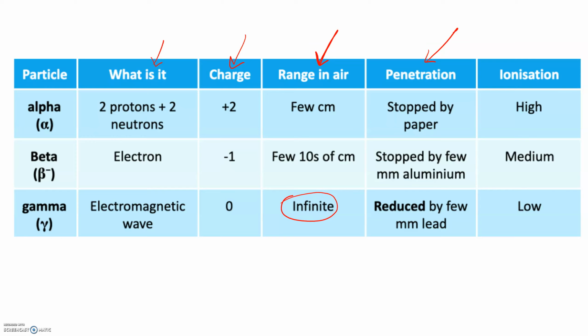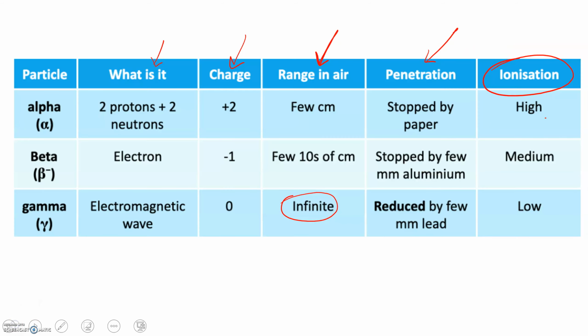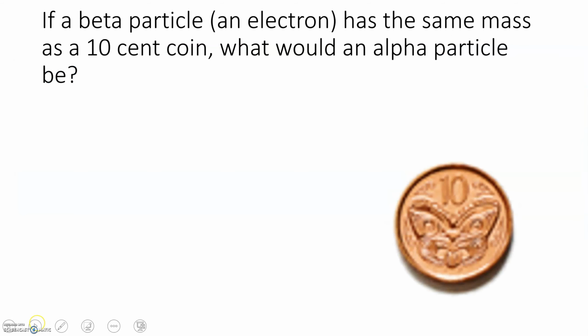You need a lot of lead, and that's why there's a lot of lead used in nuclear power stations and so on. Ionization we'll look at in a bit, but probably in the next video. But at this stage you need to know that alpha's high, beta's medium, and gamma's low.